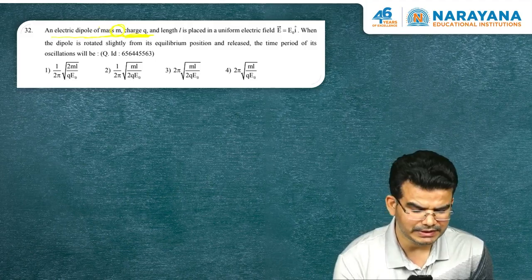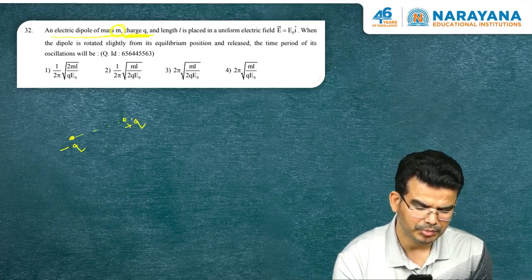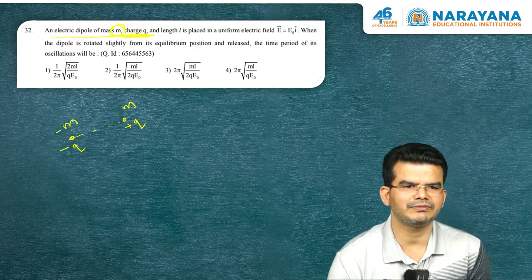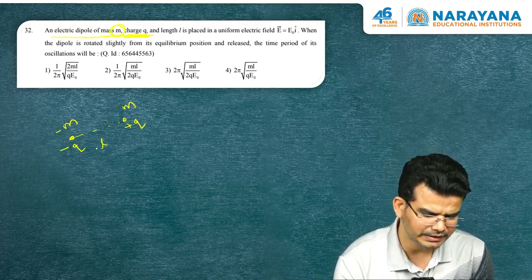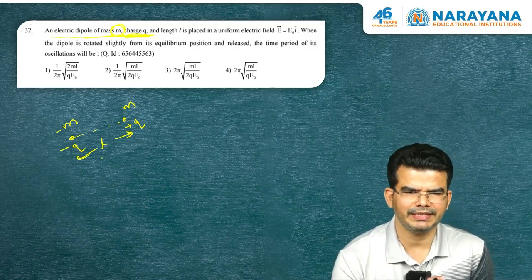It means our system of dipole is something like this. This is minus q charge, this is plus q charge, and plus q has mass m and this minus q also has mass m. That is what we will understand, and obviously this length is L.